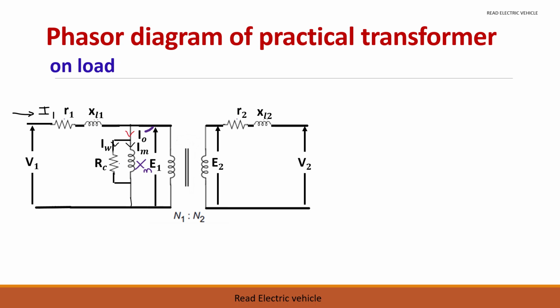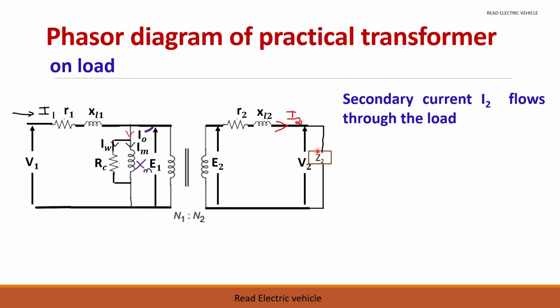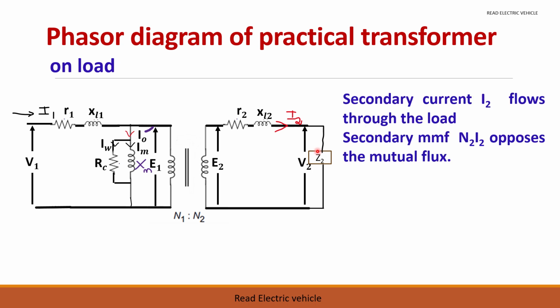Next we will see the phasor diagram of the practical transformer under loaded condition. So here we have to connect the load. Let us connect a load Z2. When a load is connected, a secondary current will flow. When secondary current flows, a secondary MMF will be produced, which will create a flux which will oppose the mutual flux. So to compensate this demagnetizing effect of the secondary MMF, the primary will draw more current. So the primary current becomes I0 plus I2 dash. That is extra, it takes some extra current I2 dash to compensate this secondary current I2.